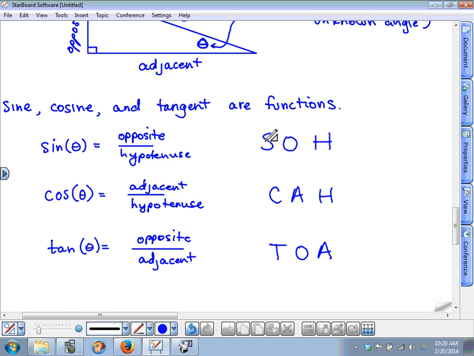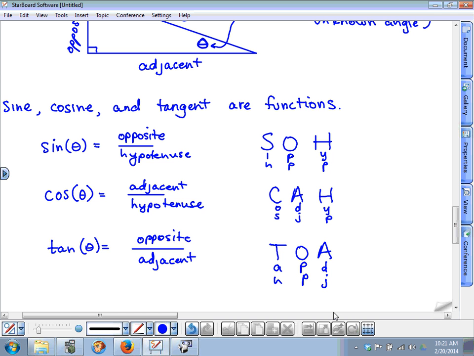The S, what do you think the S here stands for? The sine. O stands for the opposite over hypotenuse. The sine function is opposite over hypotenuse. The C stands for cosine. The A is the adjacent over hypotenuse. Cosine is adjacent over hypotenuse. The T stands, you guys get the picture, right? T stands for tangent, O is opposite, A is adjacent.